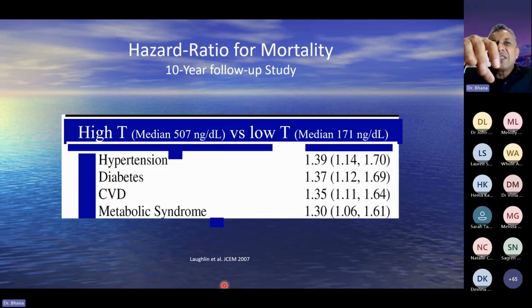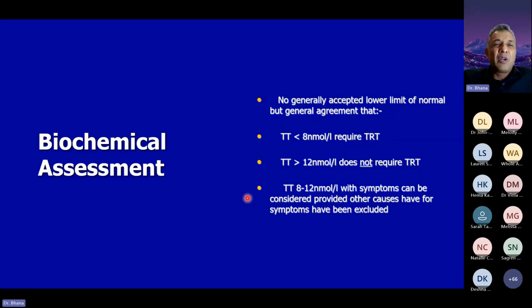This is another interesting study, looking at men with high testosterone versus low testosterone. Men with low testosterone seem to have more hypertension, around 40% more, diabetes around 37% more, cardiovascular death 35% more, and 30% more risk of having metabolic syndrome. So can you see this goes beyond sexuality?